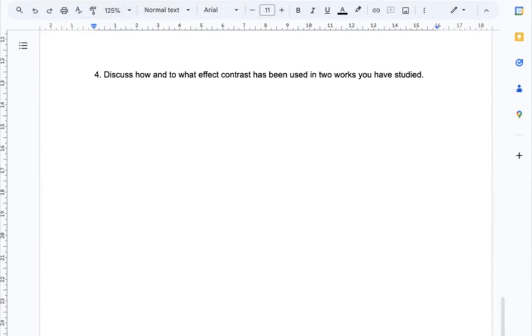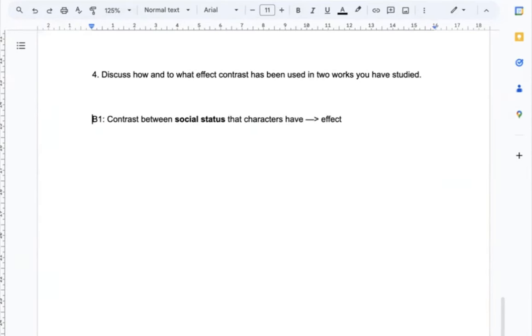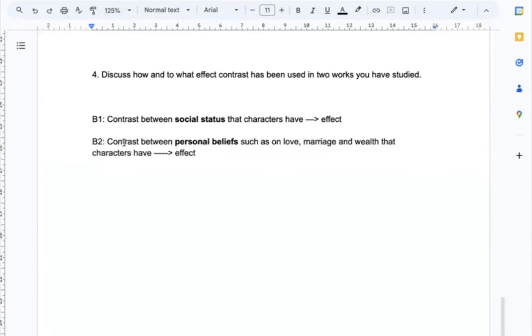Question number 4. Discuss how and to what effect contrast has been used in 2 works you have studied. Again, this is quite a typical essay topic, contrast. First, I can talk about contrast between social status that characters have and their effects, such as their class or their job or their reputation, all those things. And I can apply another type of contrast coming from the different personal beliefs that characters have, such as the belief on love, marriage, or religion, etc., and their effect. Lastly, I can potentially contrast the gender roles or gender expectations that are given to characters and their effects.